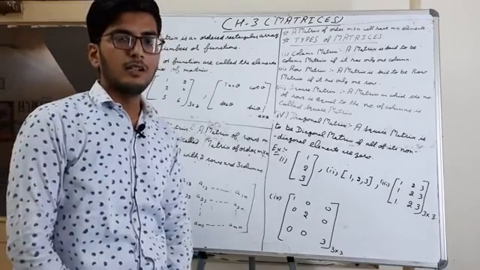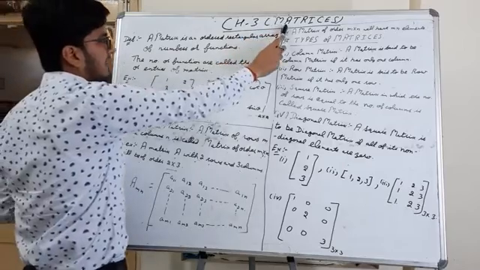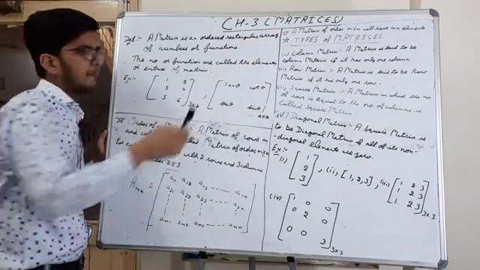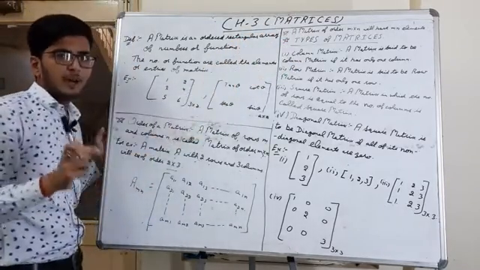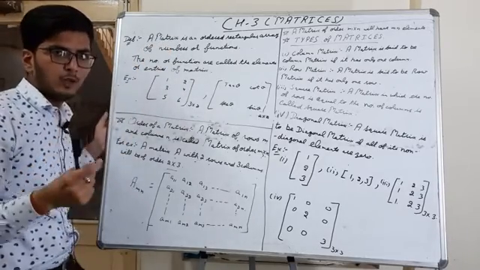Good morning class. Today we are going to start our new chapter, that is chapter number 3, matrices. First of all, what is matrices? Matrices is a plural word, right? Now we have to find the singular word. Singular word is matrix. Now what is the meaning of matrix?